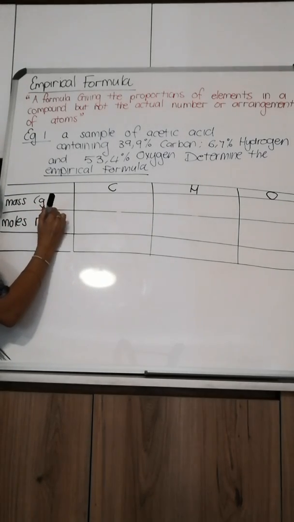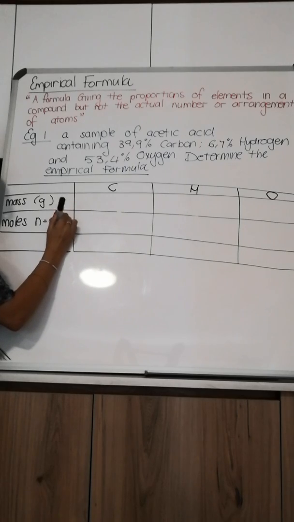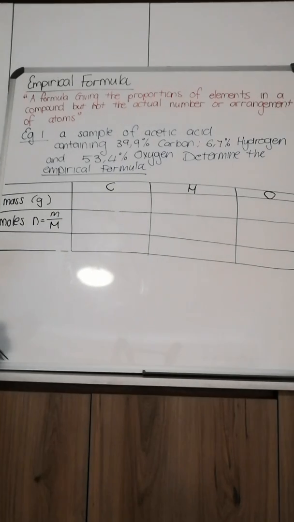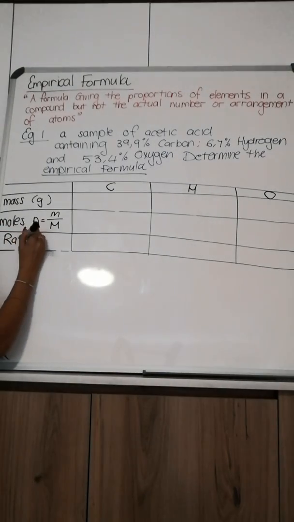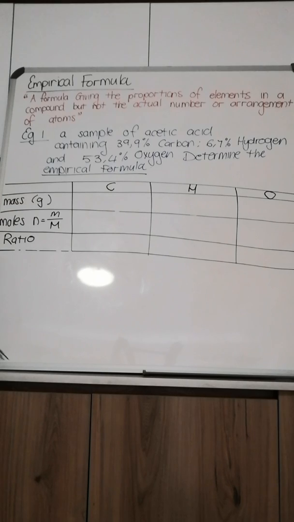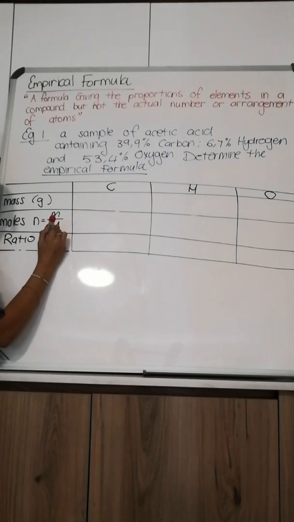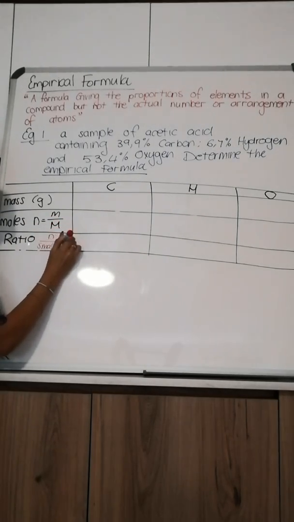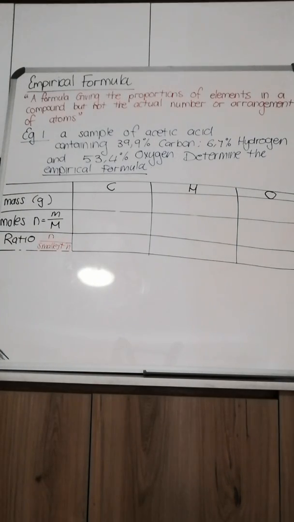And please do write the formula of how you are going to determine the number of moles, because that is worth a mark. Remember, formula always worth a mark. And then in our last row, we're going to find the ratio. And just a little reminder, I'm hoping you do remember this, but for your ratio, you're going to take the number of moles of each and divide it by the smallest number of moles. Okay, so let's go for it.